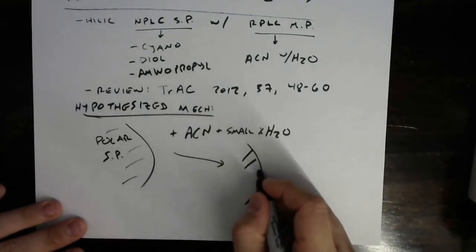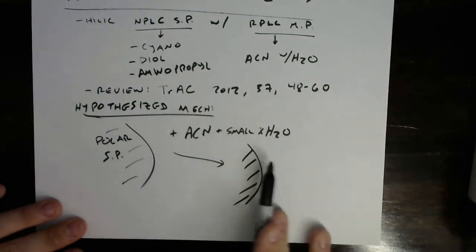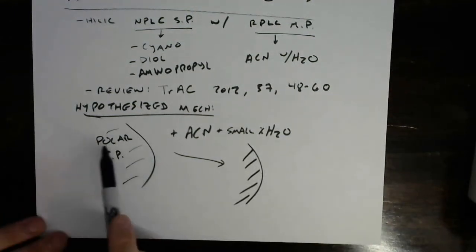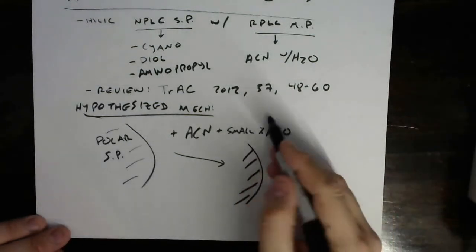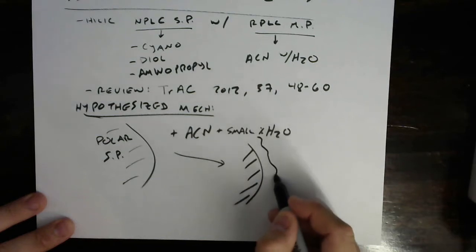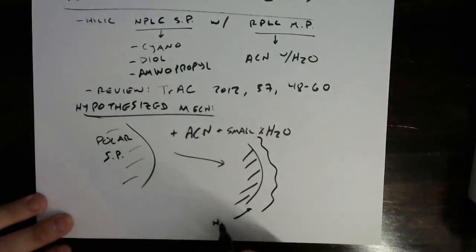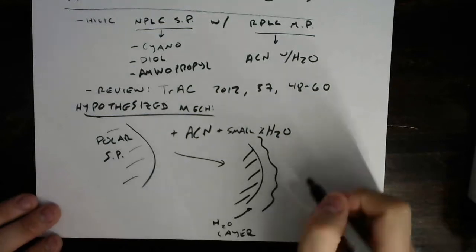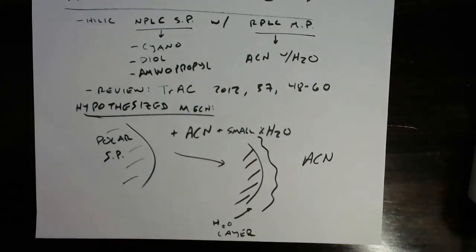Here's what happens when you do this, or at least here's what we believe happens when you do this. Here's your stationary phase particle. And instead of just a uniform solution environment out here, what you get is the polar nature of the surface character of this particle attracts the water. You get a thin water layer. So we'll call this an H2O layer. It kind of sticks to the particle. And out here, you get your non-polar solvent, acetonitrile.